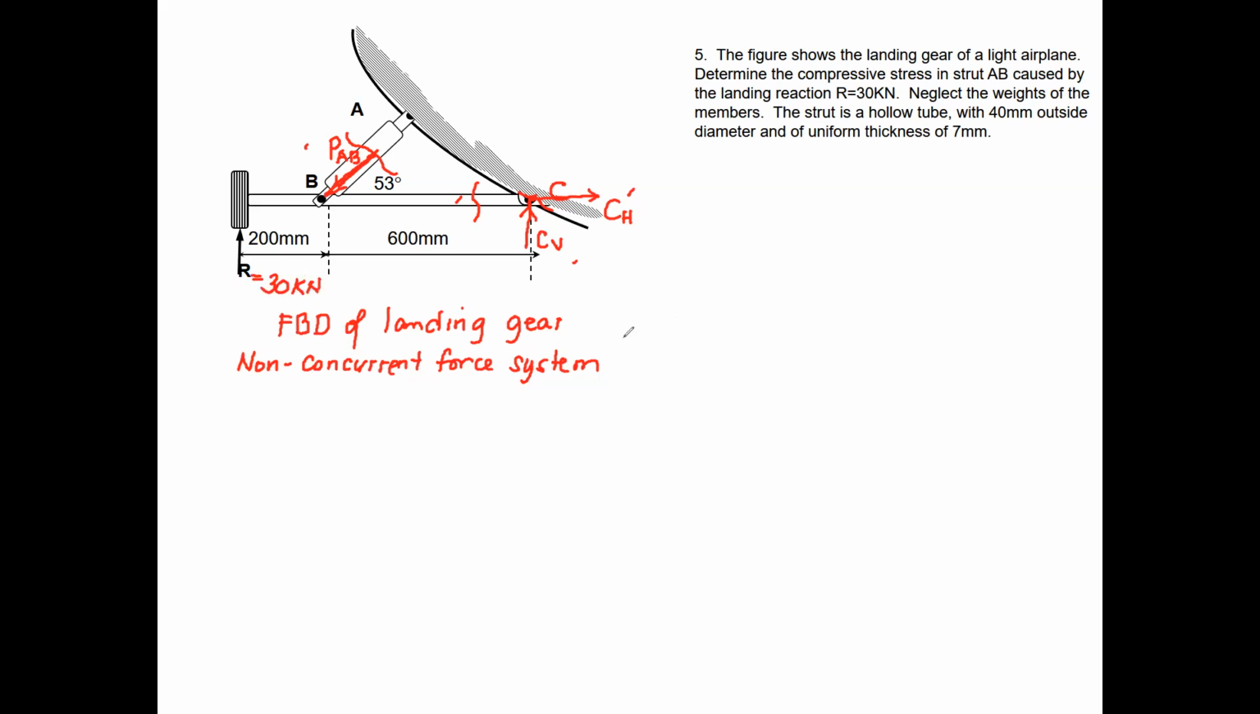Because for a non-concurrent force system we are allowed to have three unknowns, and if you want to solve for one of them, the best way is to eliminate the others. And so the best way is to sum up moment about C equal to 0. So right away we can remove C vertical as well as C horizontal. And there is only one unknown, and that is the force on AB. Okay, if I will sum up moment about C, what rotates clockwise?